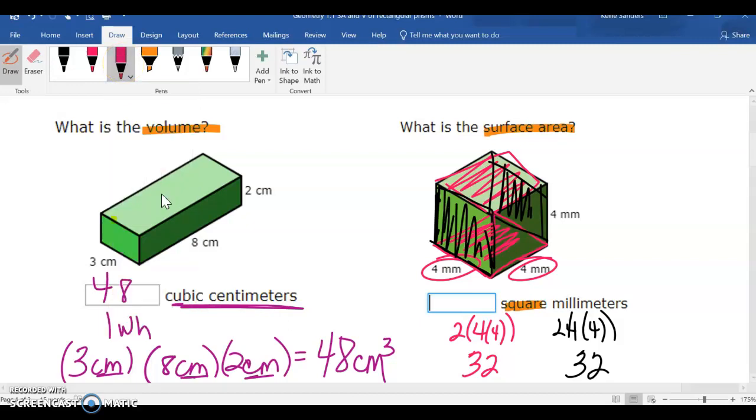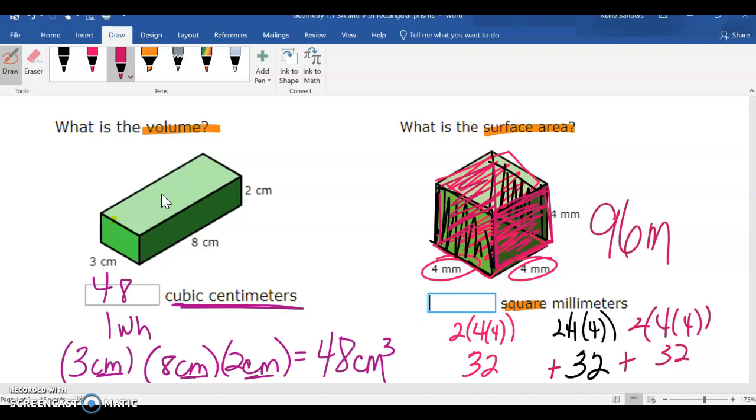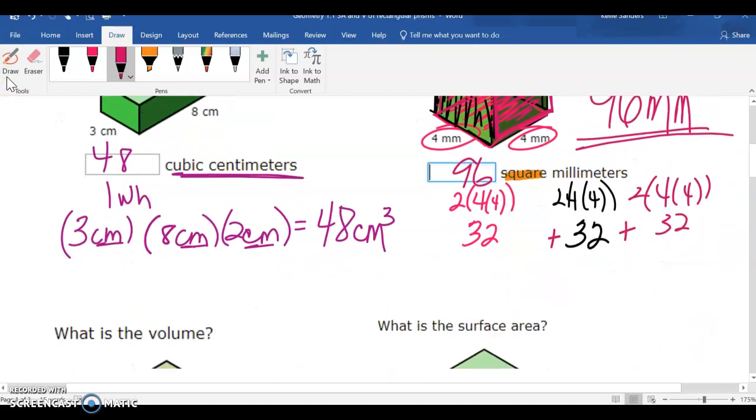And then this and this, 4 times 4, and then we have 2 of those, 32. We're going to add those up, which would be 96 millimeters squared. So 96 is going to go inside there.